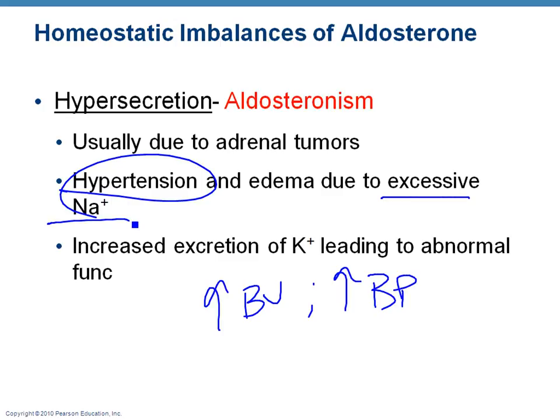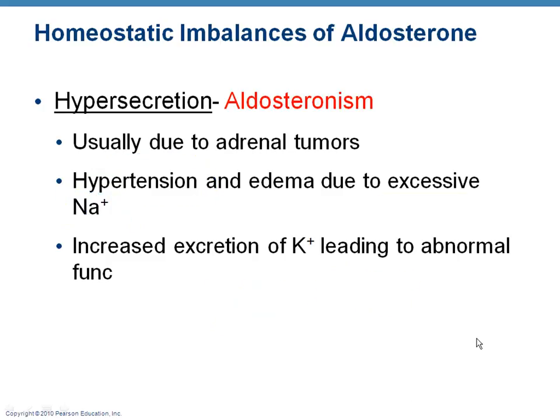I put abnormal function there, I should have typed out function, right? But basically, this is going to put the system out of whack. You're going to have too much aldosterone, and it's going to cause effects that you don't want, right? It's going to take you out of that homeostatic balance.